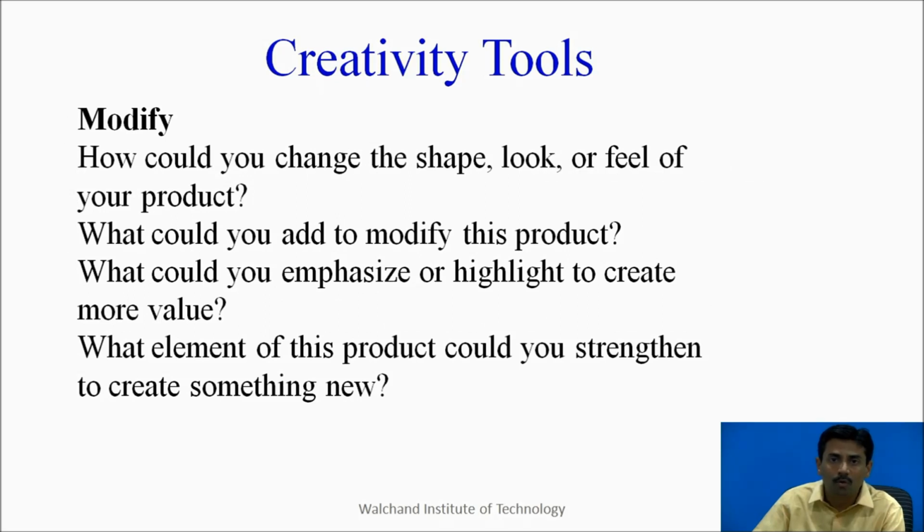Then comes modification. Sometimes there are problems where you need to modify your present process or your technical aspects. So they would be discussing how you could change the shape, look or feeling of a particular product. How can you modify this product? What could you emphasize or highlight to create more value for this product? What elements of this product could you strengthen to create something new so that the customer will get focused on this product?